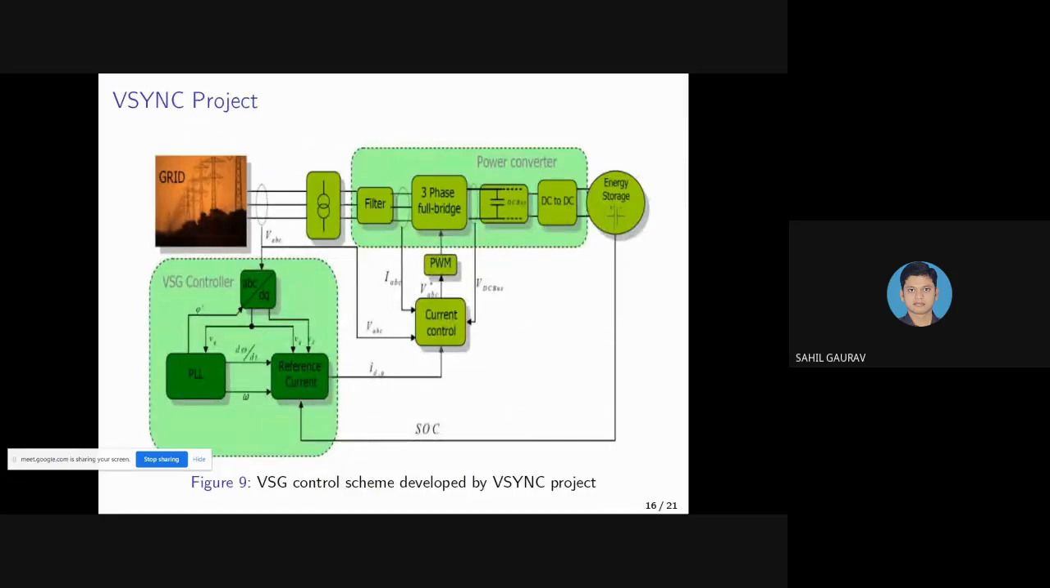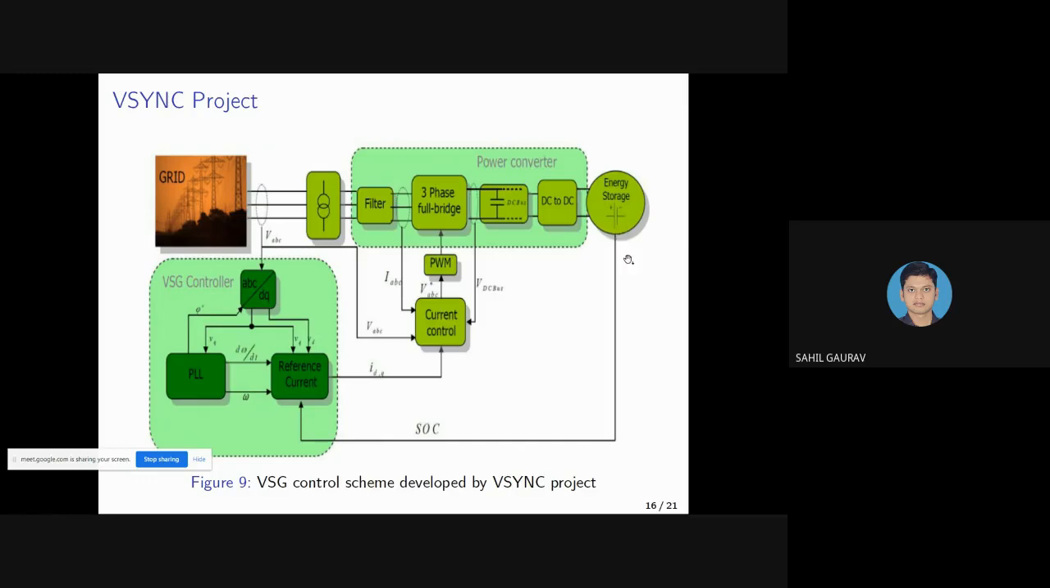This is the virtual synchronous generator control developed by the VSYNC project. The VSYNC project is under the 6th European Research Framework Program. It is the first research team trying to use virtual inertia control for inverters. As the principle of the VSYNC project is to regulate the grid frequency, their work focuses more on the distributed energy storage system rather than distributed generators. So here you can see that they have analyzed their model on the distributed energy storage system.